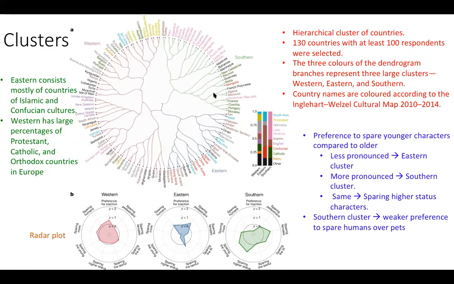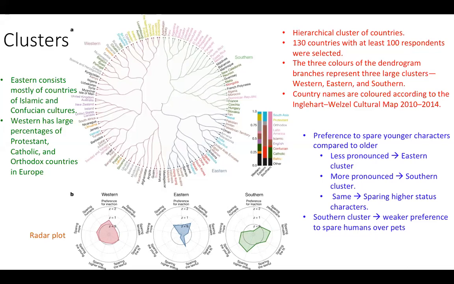Some of the most important characterizations is the preference to spare younger characters compared to older. This is less pronounced in the Eastern cluster and more pronounced in the Southern cluster. As you understand, in the Eastern culture, most of the time we would tend to spare the elder citizens. So this is again a cultural difference that is understandable. A similar statement goes for sparing higher status characters. In the Eastern culture, it's less pronounced, whereas in the Southern culture, it's more pronounced.